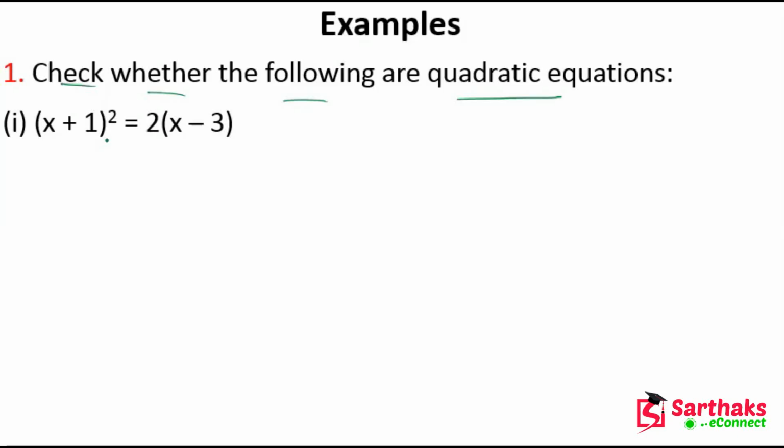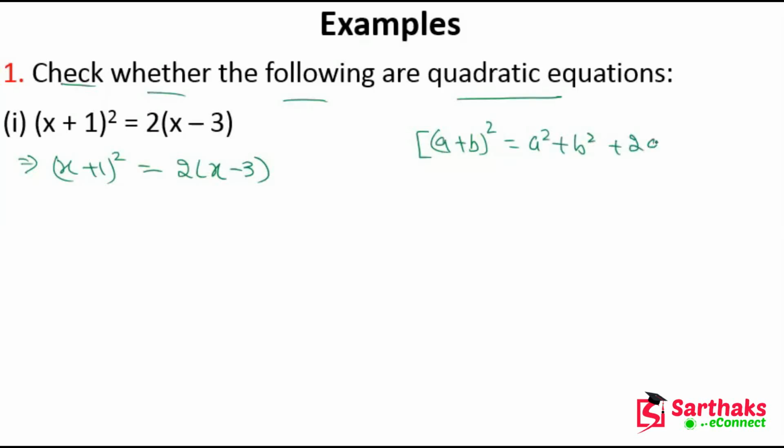Okay, so now we have (x plus 1) whole square is equal to 2 into (x minus 3). So this is in the form of (a plus b) whole square. So we know that (a plus b) whole square is equal to what? a square plus b square plus twice of ab.